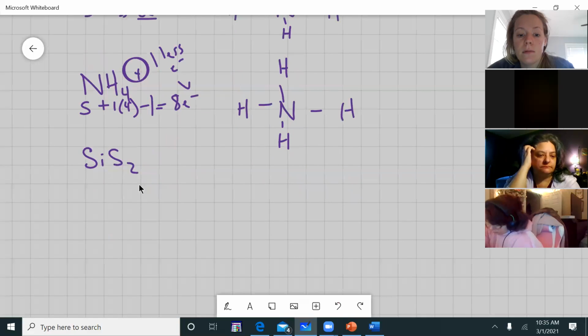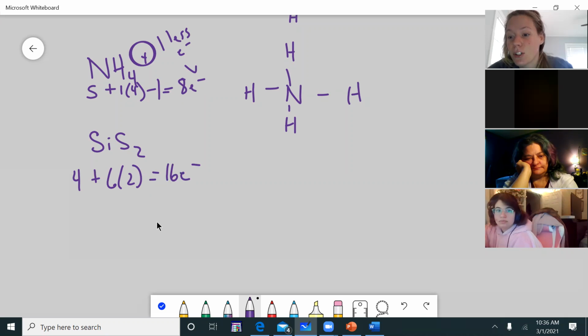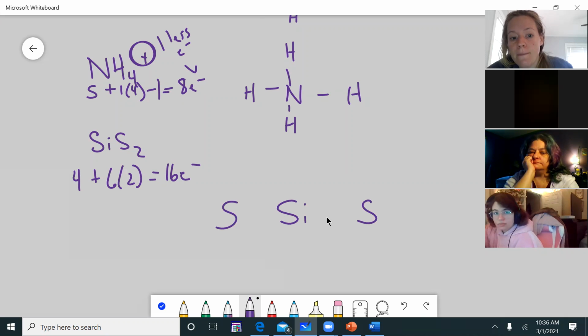This last one here, we have silicon brings 4, sulfur brings 6, and there's 2 of them for a total of 16 electrons. This is a very similar structure to CO2. You'll start to see repeated patterns with just different atoms. So silicon, there's only 1 of those, so I'm going to put that in the center. The sulfurs are going to go on the side.